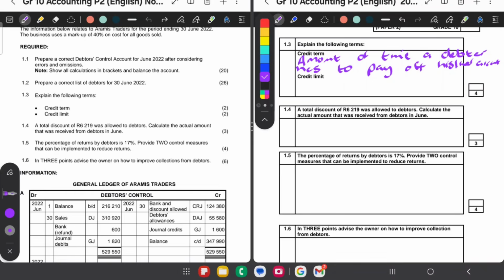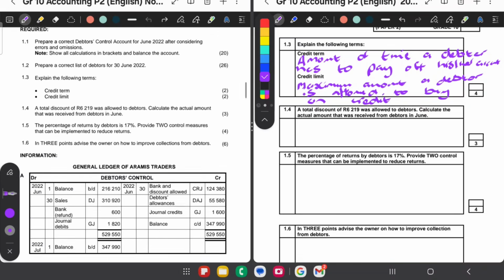Your limit is the maximum amount of money. So it's like a limit is a maximum. It's the maximum amount that a debtor is allowed to buy on credit. So he can't exceed that. That is his limit. Okay, so that's for 4 marks.